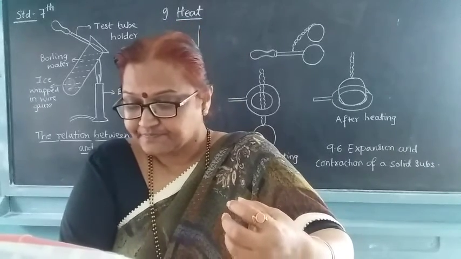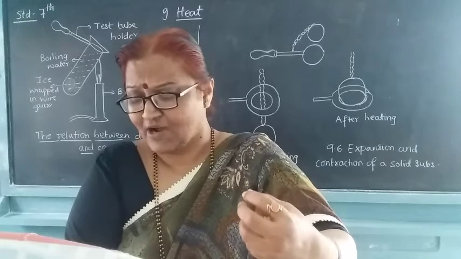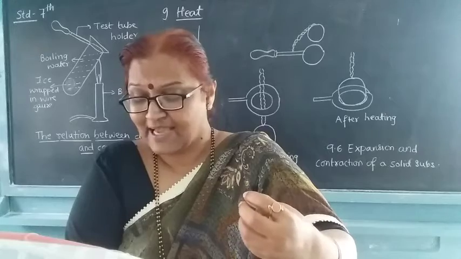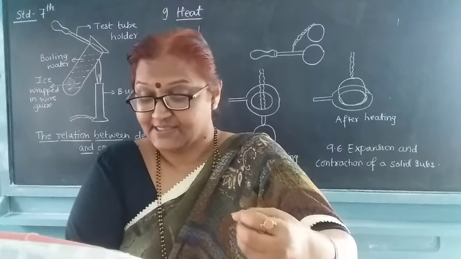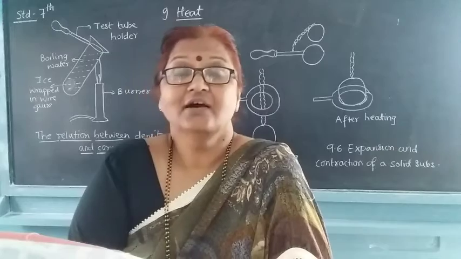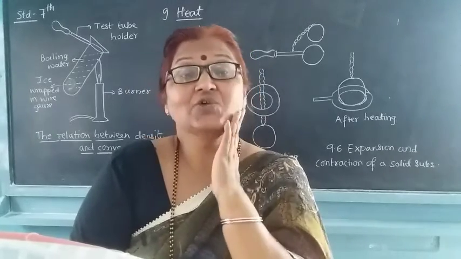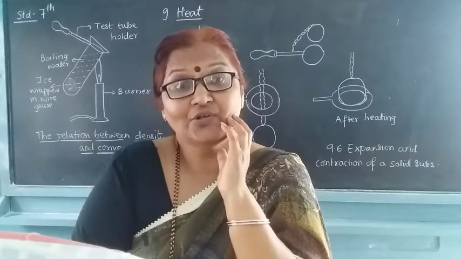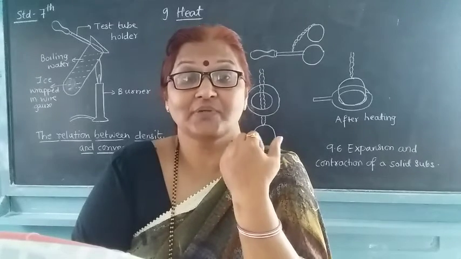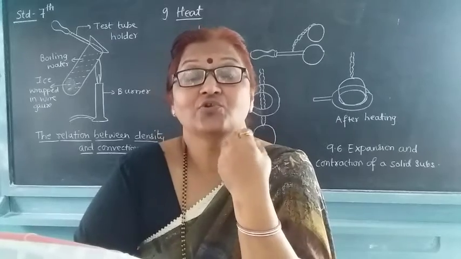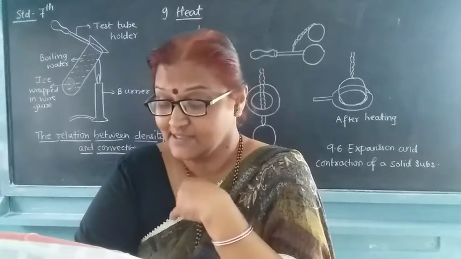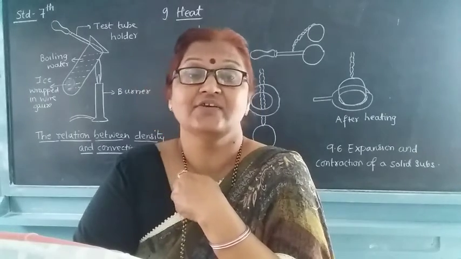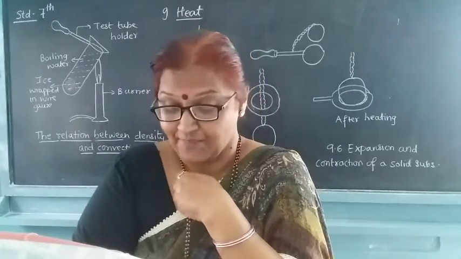Then see, why do we use white clothes in summer and dark or black clothes in winter? In summer we use white clothes because they do not absorb the heat. That means we do not feel hot in the summer if we use white clothes, and if we use black clothes in the winter, it keeps us warm.